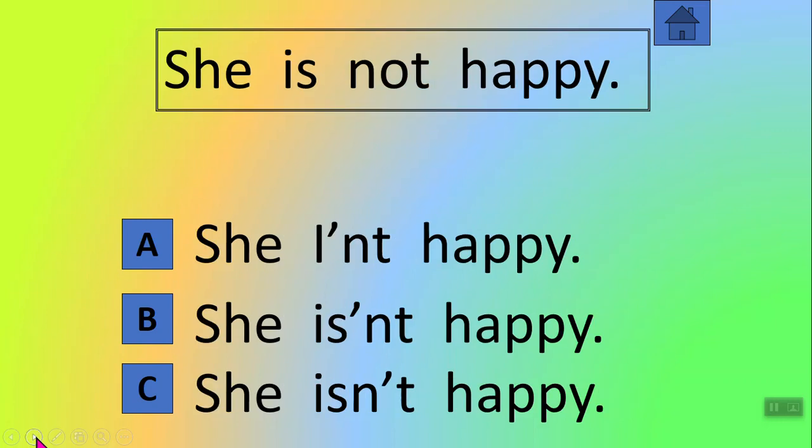Okay, she isn't happy. She is not happy. Now we join is and not together and we cancel the O and we write she isn't happy. So C is correct. You can see here she, isn, and instead of the O we put an apostrophe. So she isn't happy. This is the correct way to write it.